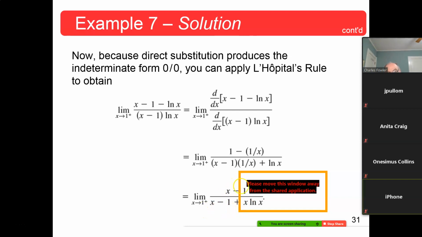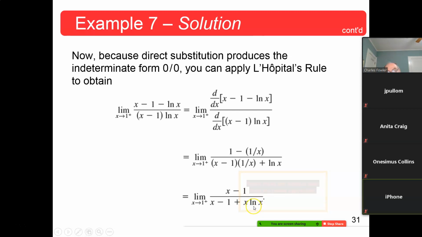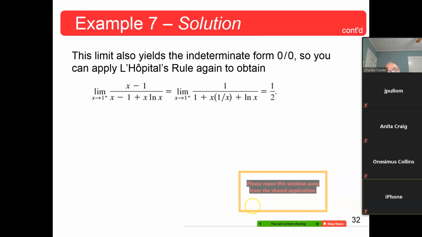Okay, derivative of x is 1. Derivative of x is 1 minus 0, because the derivative of 1 is 0. And there, another product rule: x over x, which is 1, plus log x. And in this case that will be 0. So your new ratio is this.